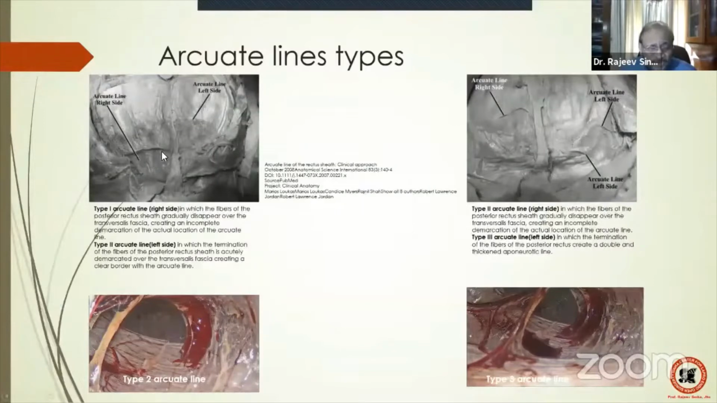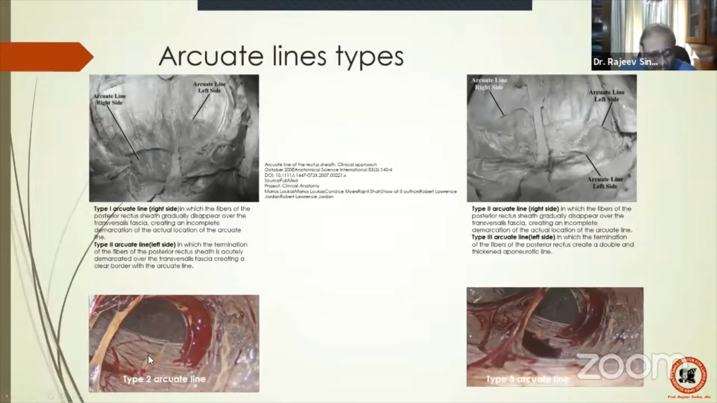This is the arcuate line. Do you find this everywhere? No, you don't find it. See, there's hardly an arcuate line out here. It's a gradual transition. A gradual transition. So in one, the termination is very, very clear. Here you can see the termination very clear. This is the preperitoneal space, right?